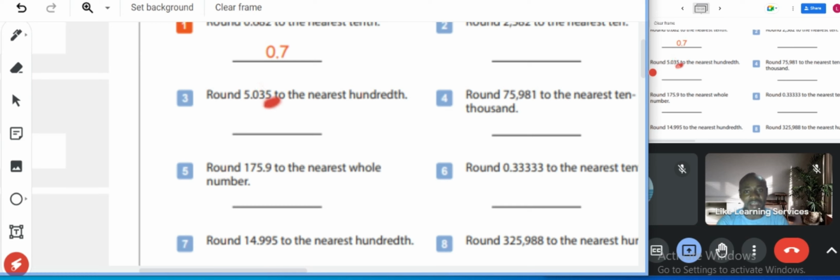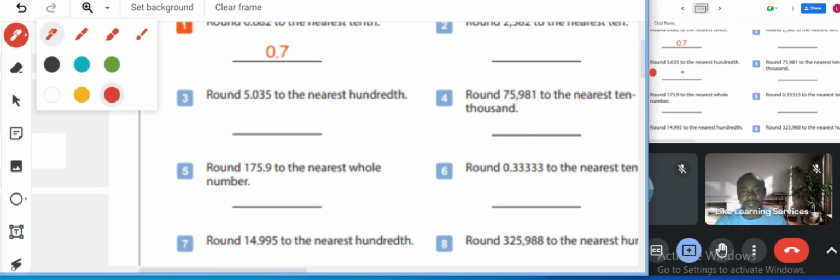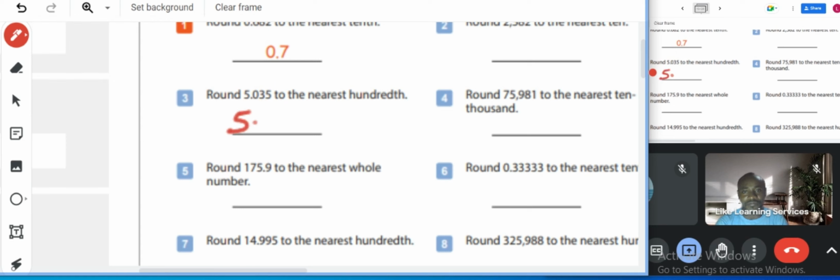And this is 5 after it. So we're going to call it 1 and add to this 3. And that gives us what? 4. So the answer will be what? 5.04. Correct. 5.04. That's intelligent of you. Alright, let's go to the next one.